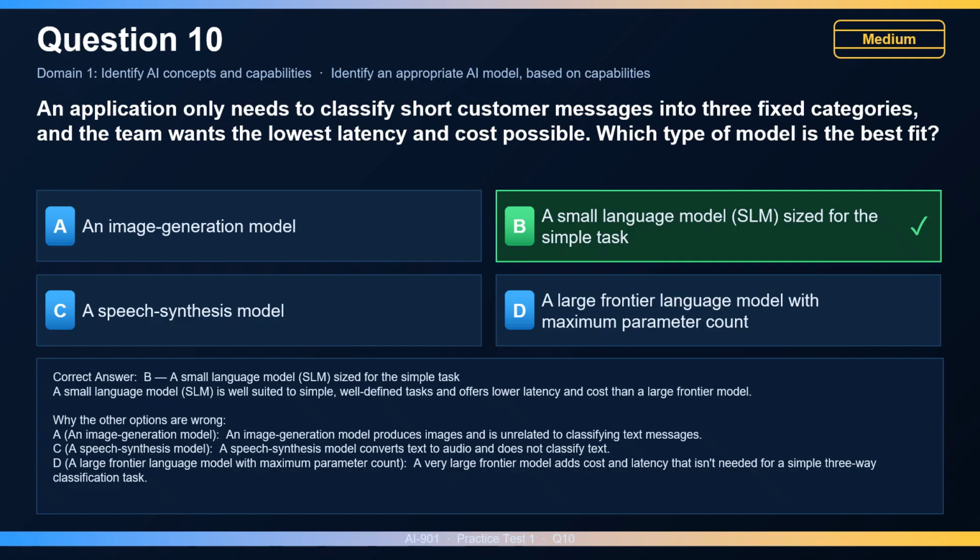An image generation model is incorrect. An image generation model produces images and is unrelated to classifying text messages. A speech synthesis model is incorrect. A speech synthesis model converts text to audio and does not classify text. A large frontier language model with maximum parameter count is incorrect. A very large frontier model adds cost and latency that isn't needed for a simple 3-way classification task.